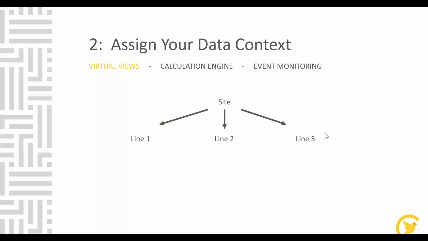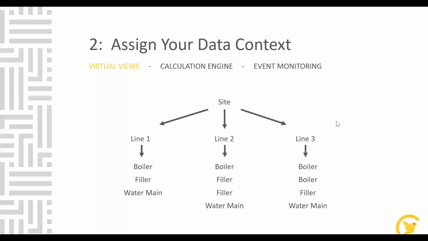But in some scenarios, you may have a site with multiple production lines, and you may also have multiple sites. For example, in this scenario, you have line 1 production line with a boiler, a filter, a waterman. You also have a second line with a boiler, filter, and waterman. And you have line 3 with a boiler, filter, waterman. These are the different sensor data or equipment in different production lines.